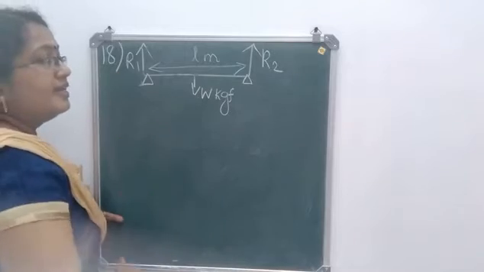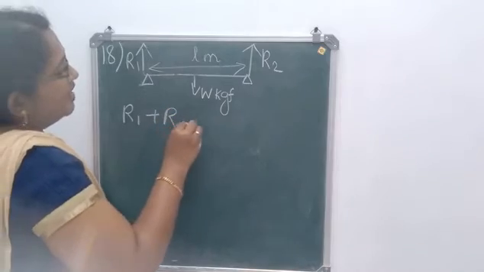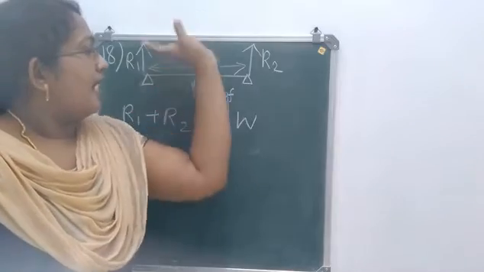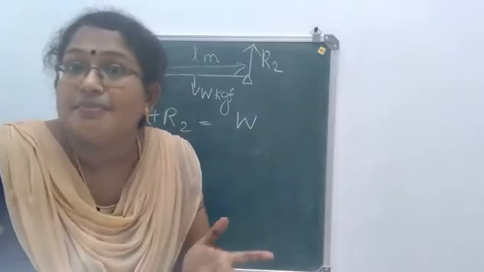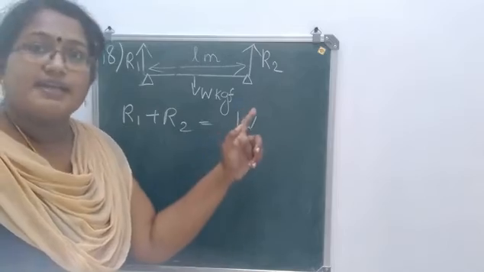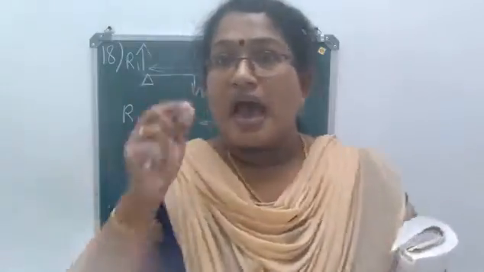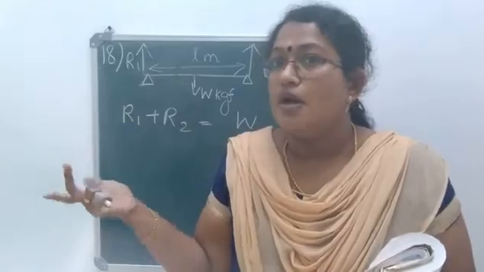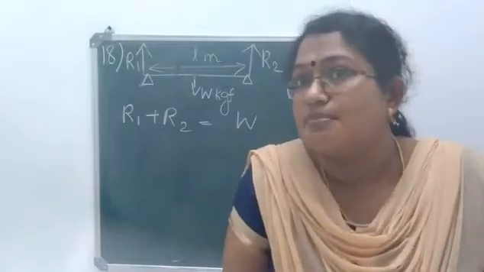R1 and R2 are acting in the upward direction and W in the downward direction. So you can say that R1 plus R2 is equal to W. Am I correct? Since this rod is balanced at equilibrium, the total forces acting will be same, isn't it? Upward and downward will be the same. Upwardly we have R1 and R2, so R1 plus R2 is equal to W. At equilibrium, the total forces acting on a body will be equal to 0. That is, the sum of forces in the upward direction will be equal to the sum of forces in the downward direction.